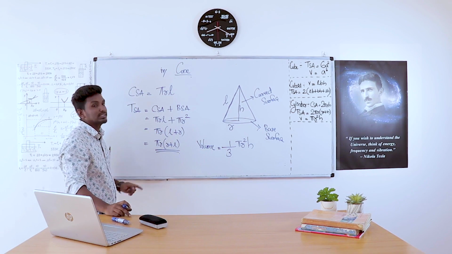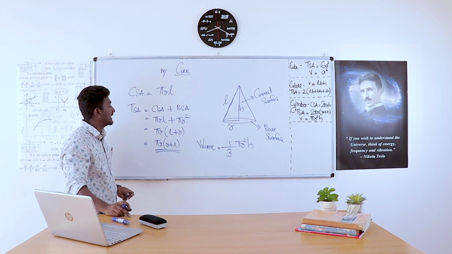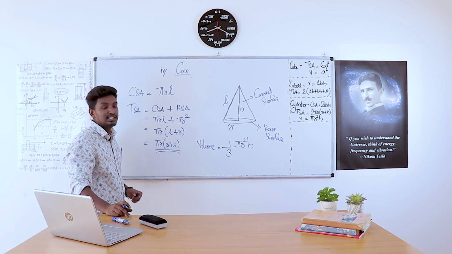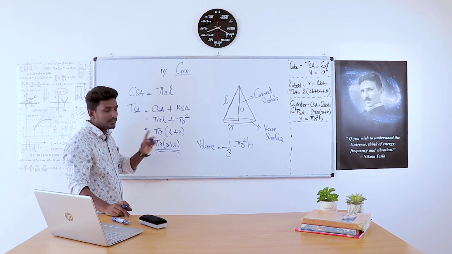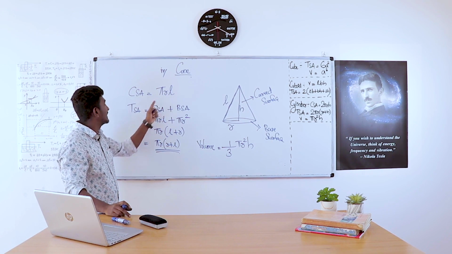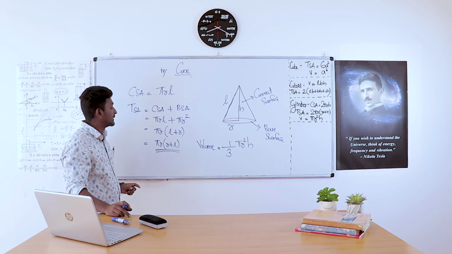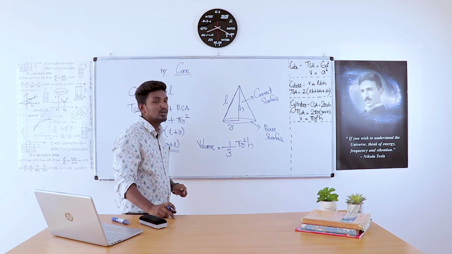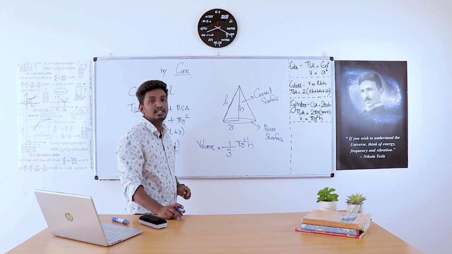What is curved surface area of a cone? It is pi RL. What is total surface area? It is pi r into R plus L. What is volume? 1 by 3 pi r square h. Curved surface area pi RL, total surface area pi r into R plus L, volume 1 by 3 pi r square h.